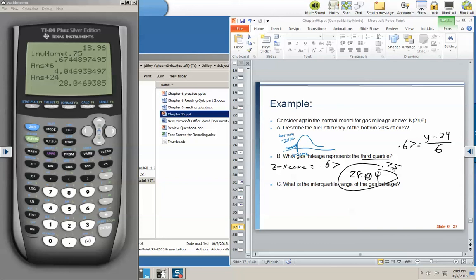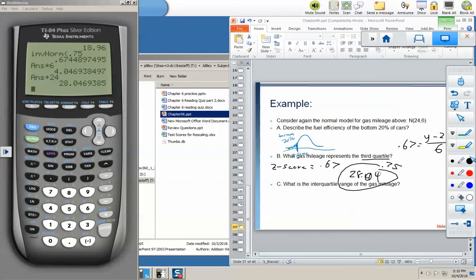So what gas mileage represents the third quartile? 28.04. I found the z-score associated with 0.75 by using inverse norm. And then I plugged that z-score with my mean and standard deviation into that formula, and I solved for y to get 28.04. Okay, next example. What is the interquartile range for the gas mileage?